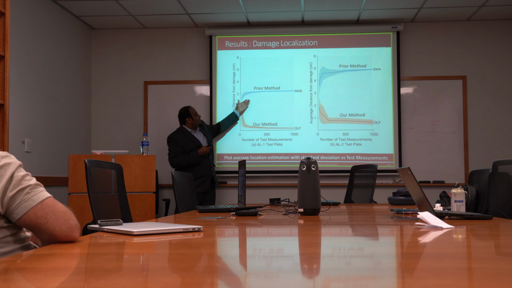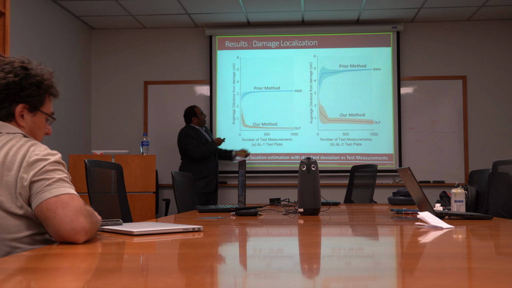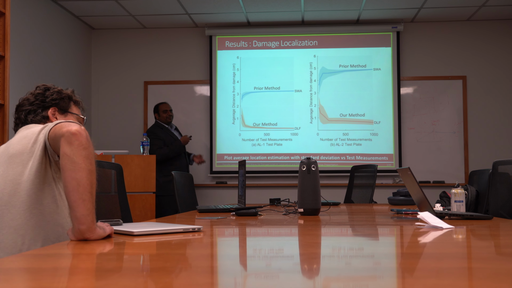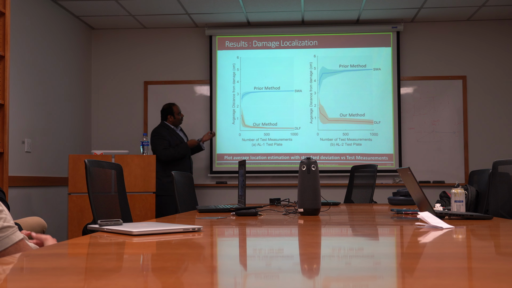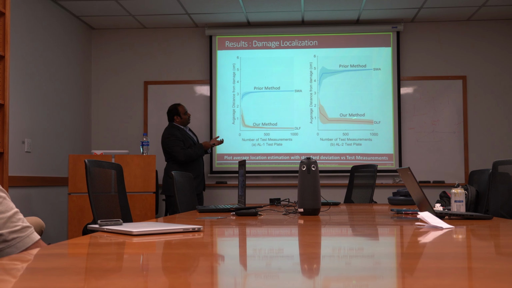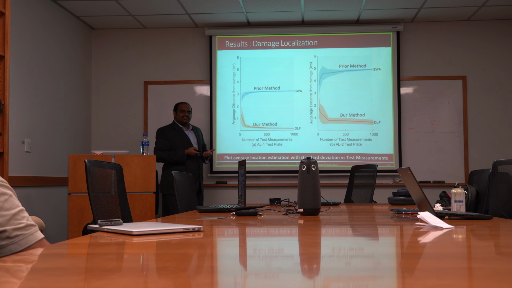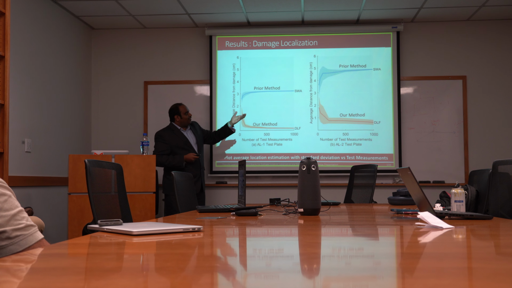So that is why the sparse wave number analysis method is converging to 3.1 centimeters from the damage. Similarly, for aluminum plate 2, the sensor is at 4.8 centimeters from the damage. So hence the convergence of the prior method to 4.8.